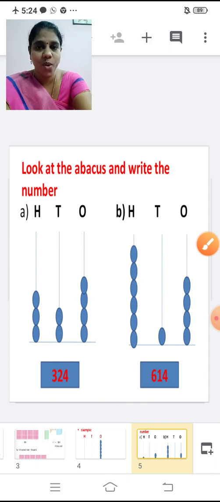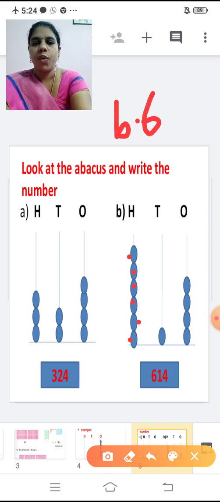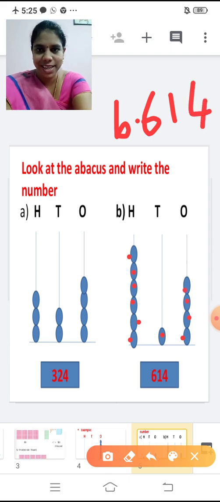First see how many beads are in the ones, tens and hundreds place. While writing, you have to start from the hundreds place. I'll repeat it one more time. To write a number, you have to start from the leftmost part. In the hundreds place, we have 1, 2, 3, 4, 5, 6. 6 beads, so 600. 1 in the tens place and 1, 2, 3, 4 in the ones place. So the number formed is 614. Shall we move on to the next sum?